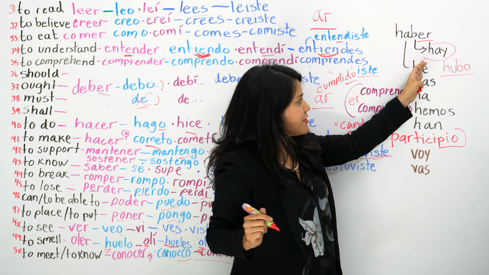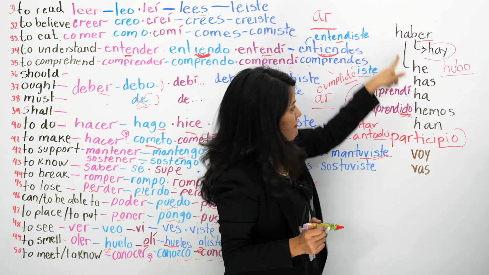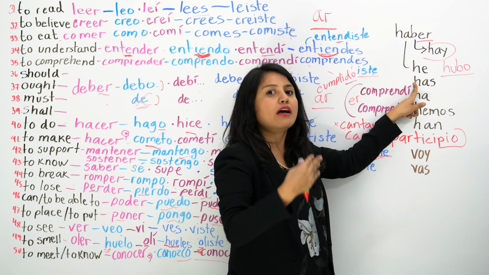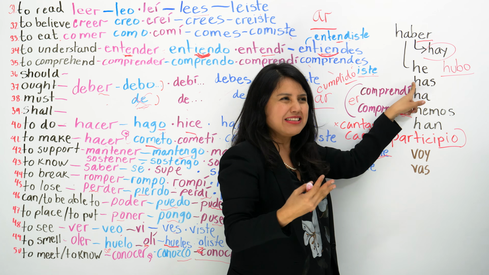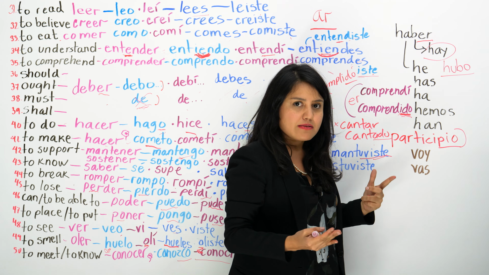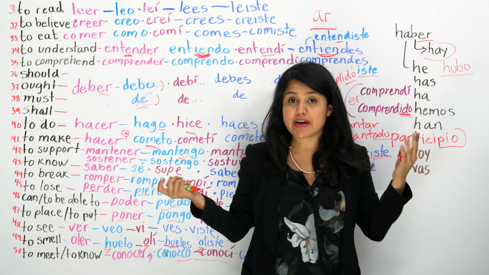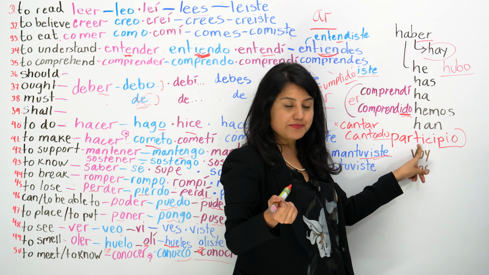So, why am I teaching you this? Well, because this verb, when you conjugate it in first person, like in present, yo he, tú has, él ha, you need something else. It lacks meaning. So you have to add a verb that has been conjugated in participio.